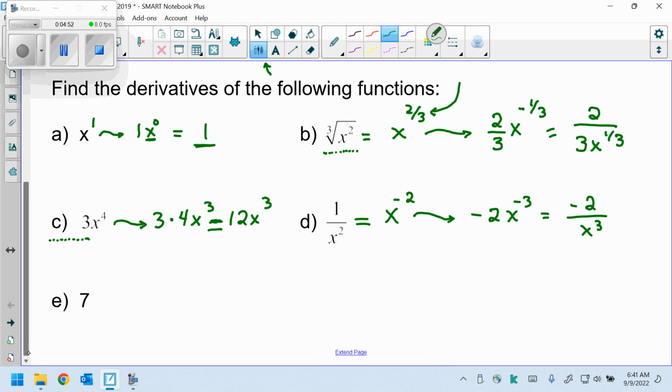And then there's 7, or any constant. Well, think of it as 7x to the 0. So 7 comes along for the ride. Then bring the 0 around front, x to the negative 1. Well, 7 times 0 times anything is going to be 0. The moral of the story is, you got yourself a constant, the derivative 100% of the time, today, tomorrow, and forever. Derivative of constant is 0.